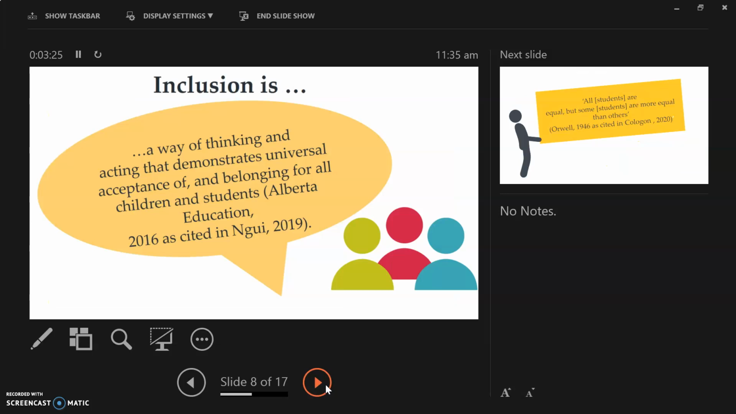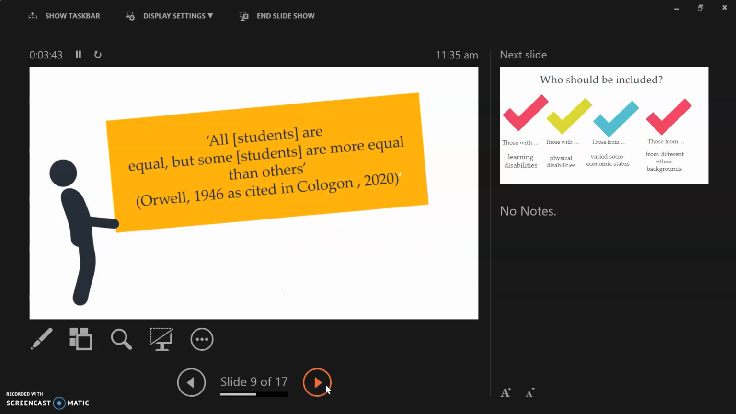So let's look at the term inclusion again. What is inclusion? It is a way of thinking and acting that demonstrates universal acceptance of and belonging for all children and students. So therefore, you cannot adopt the attitude that all students are equal, but some students are more equal than others. No, not in an inclusive classroom.